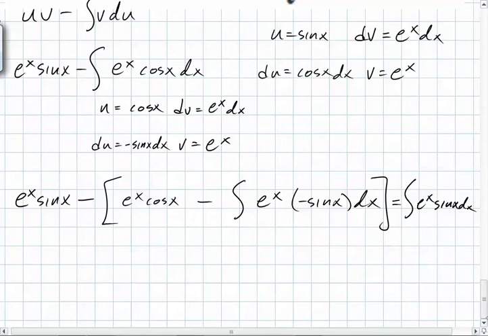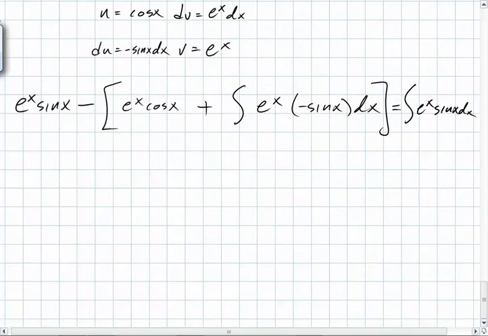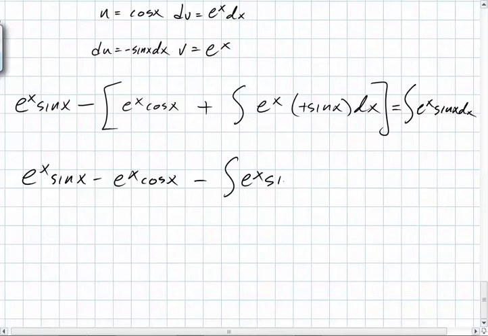So what can you actually do? First off, bring the negative out, and then distribute the negative. You get e to the x sine x minus e to the x cosine x, minus minus the integral of e to the x sine x dx. It better be, or we're in trouble. That equals the integral of e to the x sine x dx.